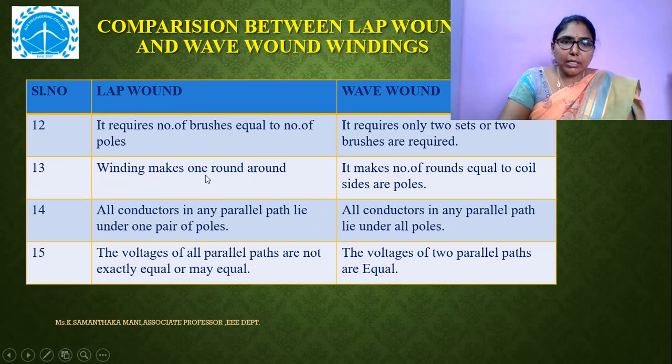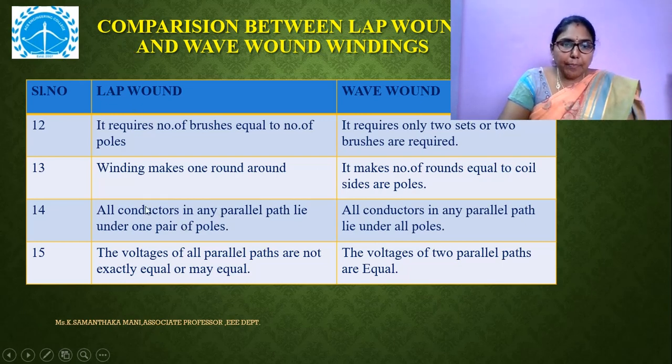And some more comparisons are, it requires brushes equal to the number of poles in the case of lap wound. But in the case of wave wound, only two sets of brushes are required. And winding makes one round in the case of lap wound, but in wave wound it makes a number of rounds equal to the coil sides of poles here.